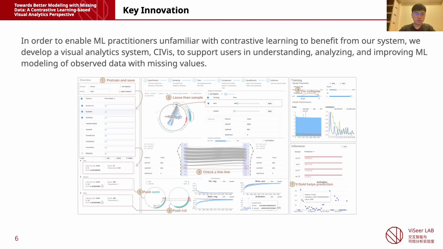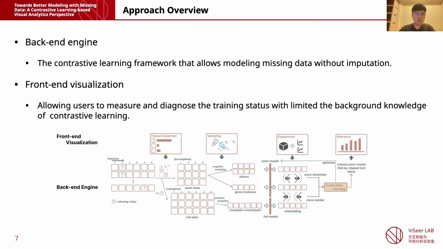Moreover, in order to enable ML practitioners familiar with contrastive learning to benefit from our system, we developed a visual analytic system to support users in understanding, analyzing, and improving ML modeling of observed data with missing values. Our system comprises two parts, the backend engine and the front-end visualization. The backend engine is a contrastive learning framework that supports the usual steps for ML training. ML practitioners can model missing data without imputation.